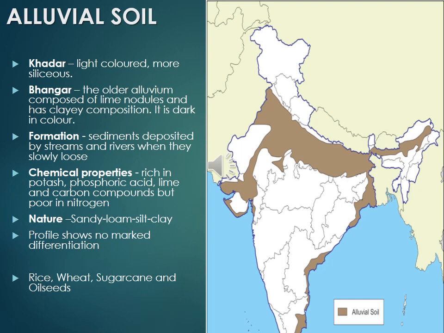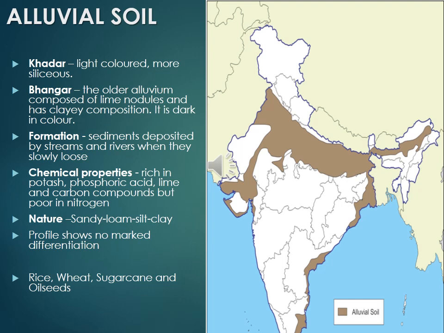So distribution: where can you find alluvial soil? The Ganga and Brahmaputra river valley, plains of Uttar Pradesh, Uttaranchal, Punjab, Haryana, West Bengal, and Bihar, and the river mouth of the east coast. Most of the Indian rivers drain into the Bay of Bengal on the east coast, so you can see alluvial soil in the coastal region.